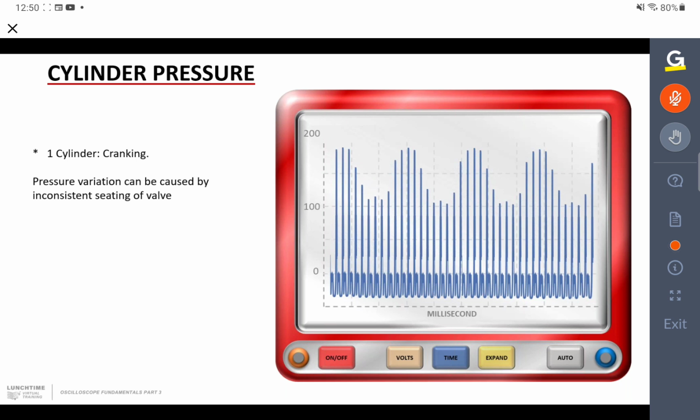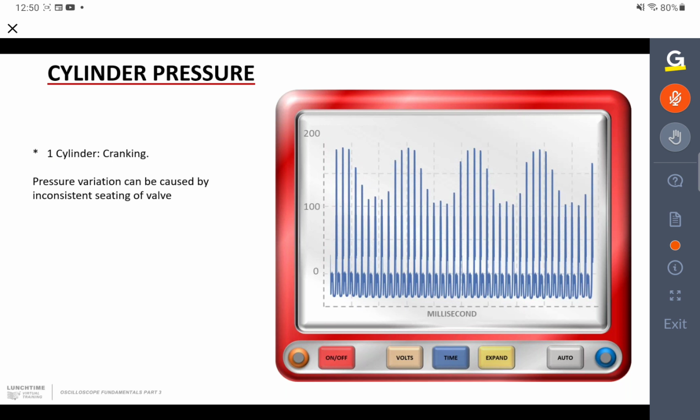Now we're looking at one cylinder, cranking on one single cylinder. It doesn't matter which one, could be number 1, number 7, doesn't matter. And we're seeing a pressure variation on this one cylinder. Whilst we're cranking, you could get the same thing while you're running. You could get this high pressure, then a low pressure, high peak pressure, low peak pressure, and so on, which in theory, of course, shouldn't happen because you're looking at just one cylinder.